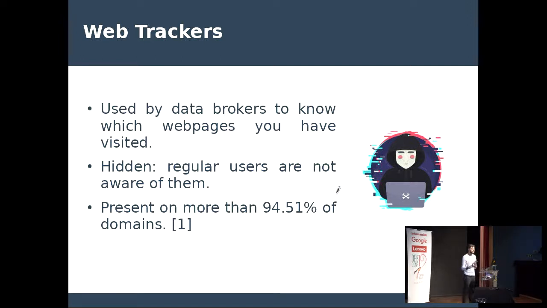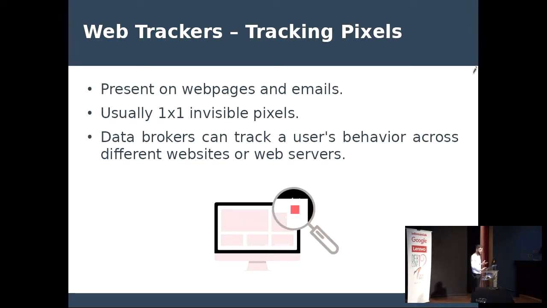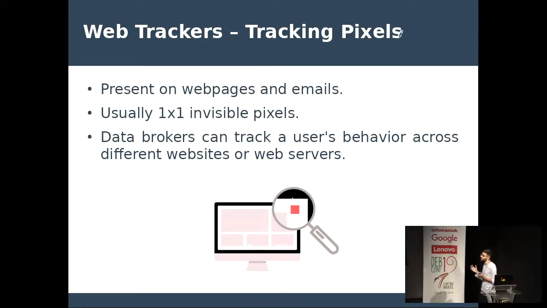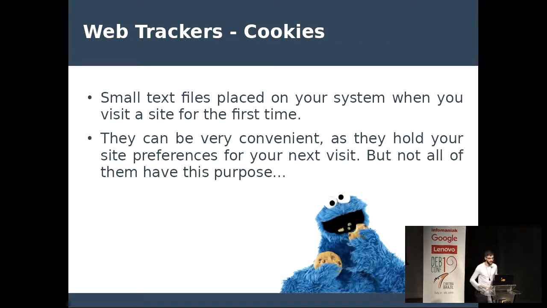And I don't want to get too technical here, but I'm going to explain some of the techniques that they use. One of the most common ones is tracking pixels. Tracking pixels are present on web pages and emails, and they're usually invisible one by one pixels. The data brokers send you this image request, and in the moment that you accept this request, you send back your IP address, so they know that you're there. A similar approach is done with cookies.